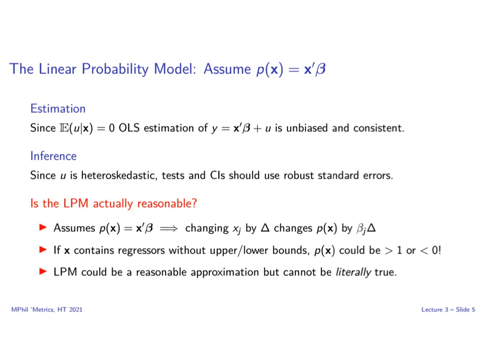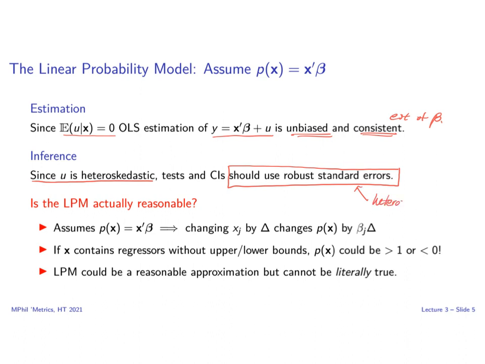Because the linear probability model assumes that p of x is equal to x prime beta, we can just run OLS, and because we've shown that the expected value of u given x is 0 under this assumption, this OLS estimation of the model y equals x prime beta plus u will provide an unbiased and consistent estimator of beta. We just have to be aware of the fact that because u is a heteroscedastic error term, any tests we might wish to conduct and any confidence intervals we may wish to construct should use robust standard errors.